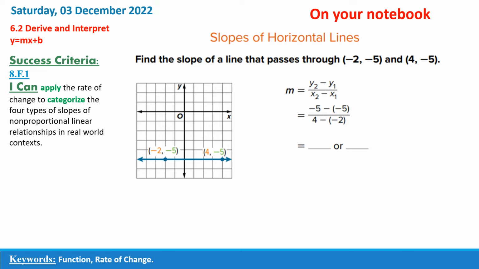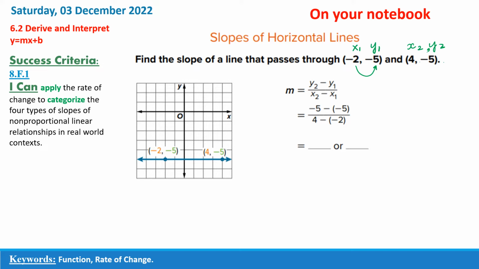Let's try this one. Now they are giving us the coordinate planes. Find the slope of the line that passes through (-2, -5) and (4, -5). First name them x1, y1 and the other one as x2, y2. Remember, you can't give the name x1 to both x coordinates.